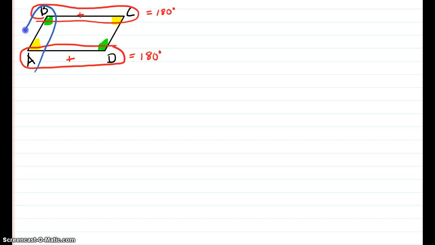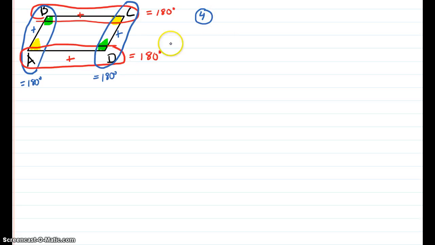And so you can see that here we had yellow and green made 180. And so it would make sense again that this yellow and this green would also make 180. So angle A plus angle B also equals 180 degrees. And the same is true over here. Angle C and angle D will add up to 180 degrees. And so this becomes our fourth property.